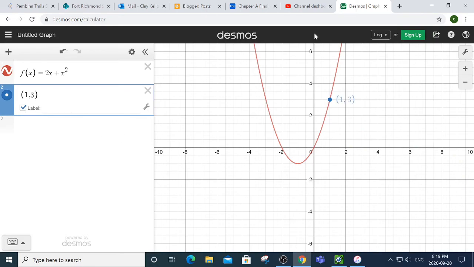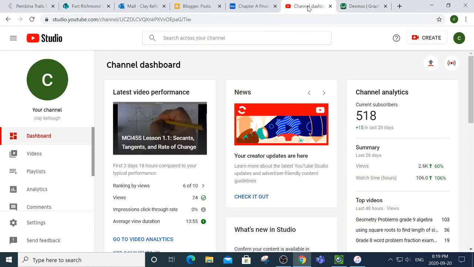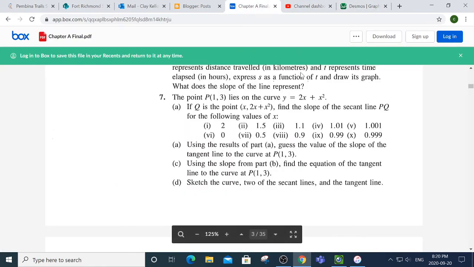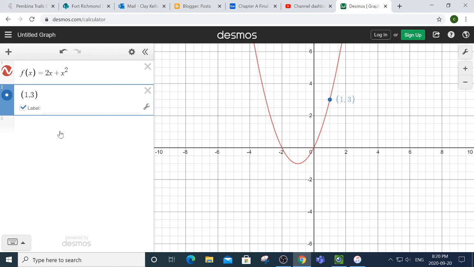And we would like to know the slope of the secant line if x is 2 to this point, and x is 1.5 to this point, and x is 1.1 to this point, all the way to 0.999. So they want 10 different slope values. That would be a lot of button punching with your calculator. Please don't do it. Please use Desmos the way I'm showing you here.